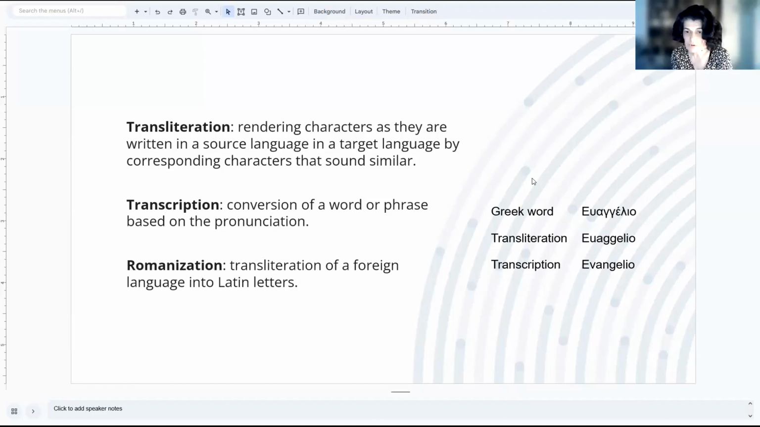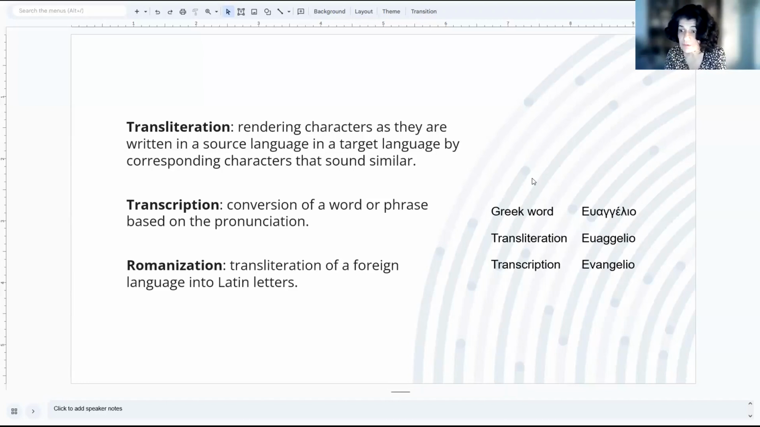So you have a word pronounced in one way in the source language. And then in the target language, you use similar sounds, no matter about the characters, to convert it and make it readable to a different audience. And romanization is transliteration into the Latin alphabet, or the Roman alphabet, as we call it. So any foreign language, when it's transliterated into Latin letters, that's what we call romanization.